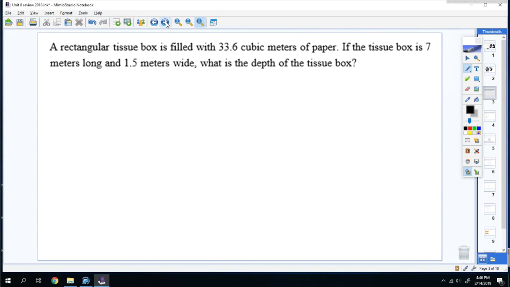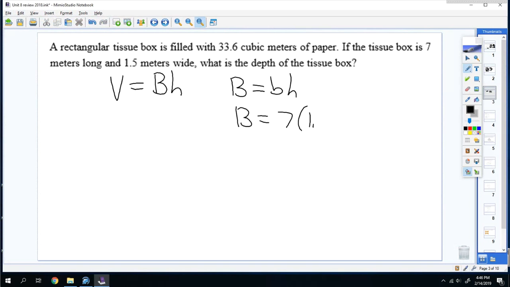All right, number 3. A rectangular tissue box is filled with 33.6 cubic meters of paper. If the tissue box is 7 meters long and 1.5 meters wide, what's the depth of the tissue box? So same idea. So the volume formula is V is equal to big B times H. In this case, big B is going to be base times height because it's a rectangle. So the base of the rectangle is 7 and the height of the rectangle is 1.5. So 7 times 1.5 is 10.5.